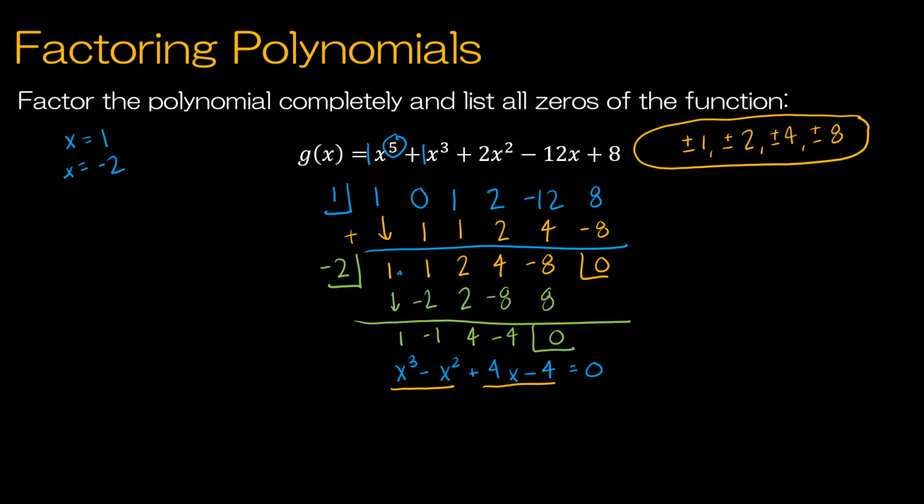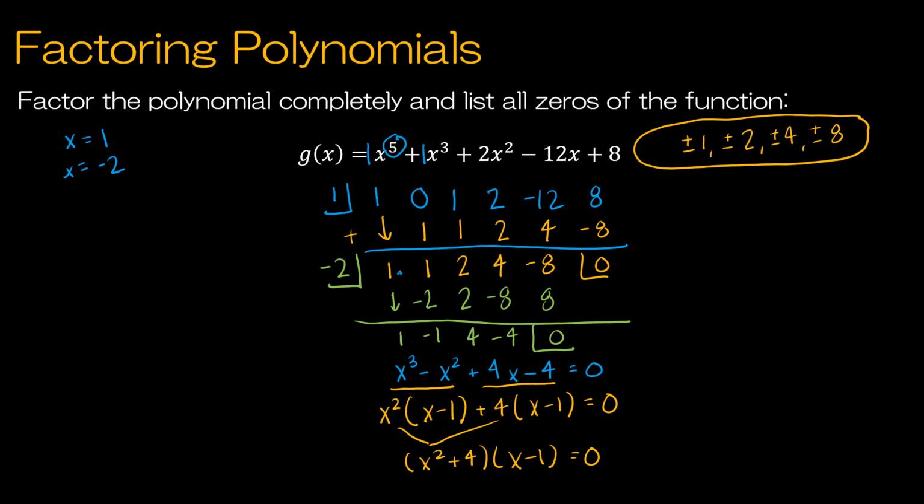What's a common term for x cubed and minus x squared? It's x squared, leaving me with x minus 1. What's a common term for 4x and 4? Well, that would be 4. So plus 4, and that would give me x minus 1. And remember, to factor by grouping, I'm going to take those outside terms, x squared plus 4, and then the common factor of x minus 1.